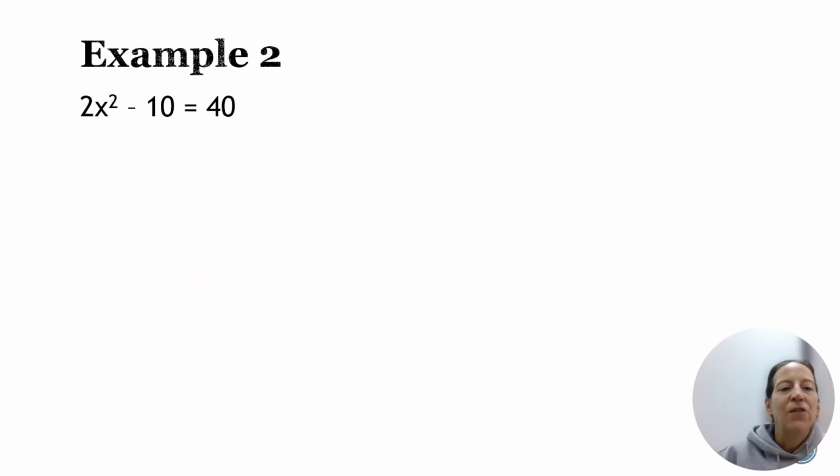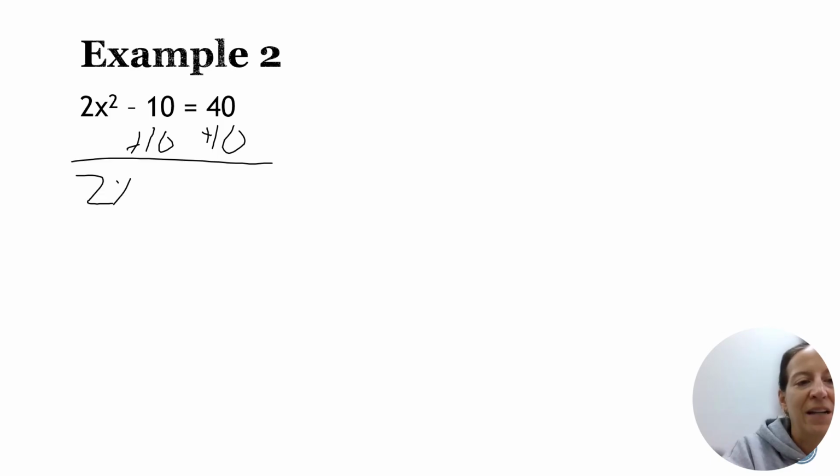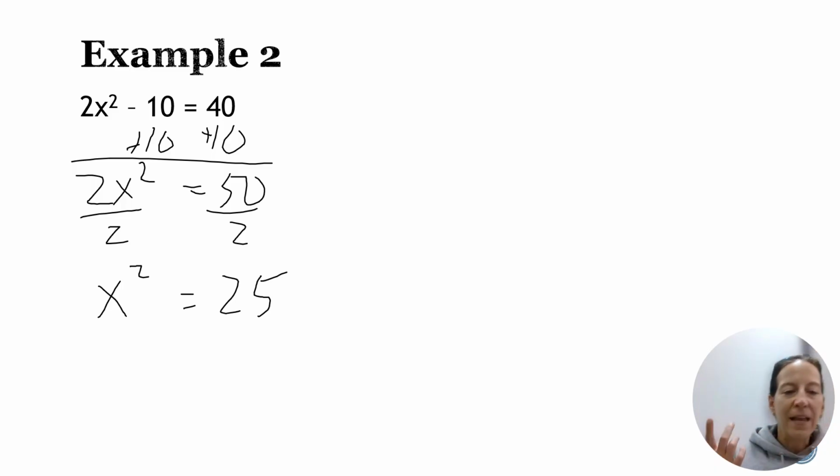On to the next. So this one's a little bit messier, all right? But we're going to try the same strategy. We're going to try to get the x squared by itself. So we will start on this one by adding the 10. Okay, so we have 2x squared equals 50. And then we will divide by 2. So 2 divided by 2 is 1. So we end up with 1x squared. 50 divided by 2 is 25. And now I've got that x squared by itself.